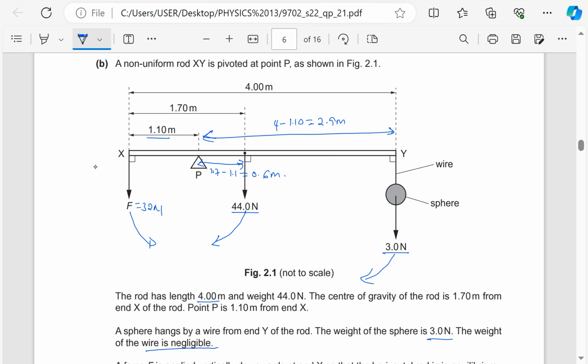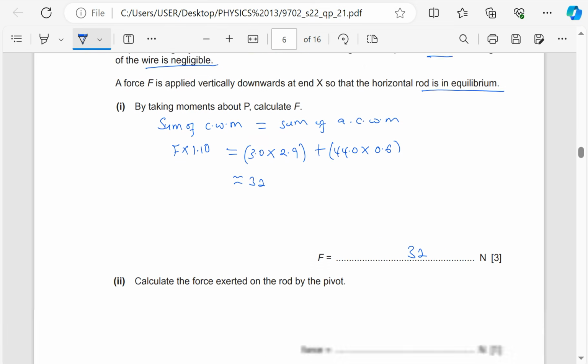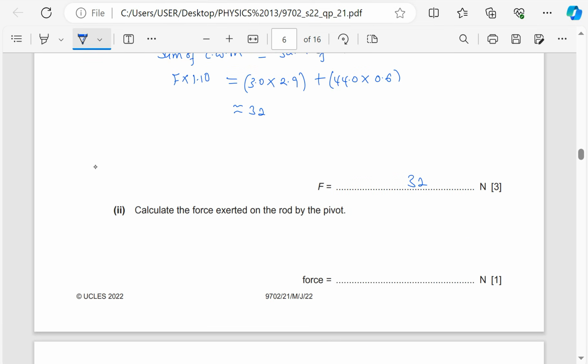So if there is a force acting on the pivot, it should be in the opposite direction. I'll call this force P, upwards. So for equilibrium, the resultant moment should be 0 and the resultant force in any particular direction should be 0. So the sum of forces downwards should be equal to the sum of forces upwards. So I will say P.